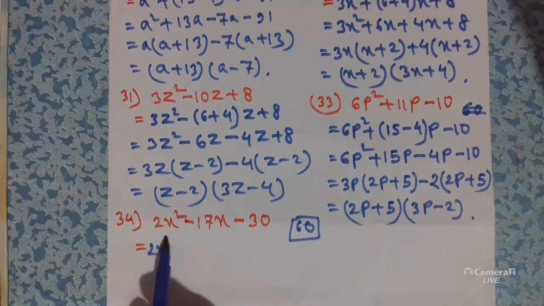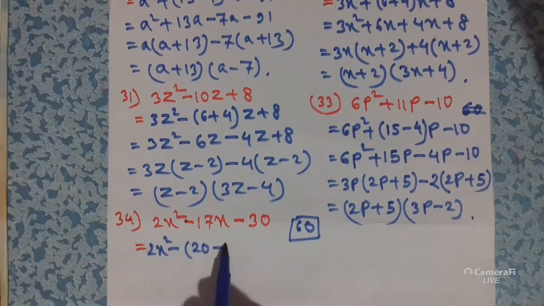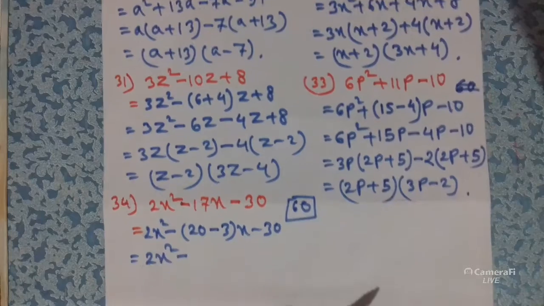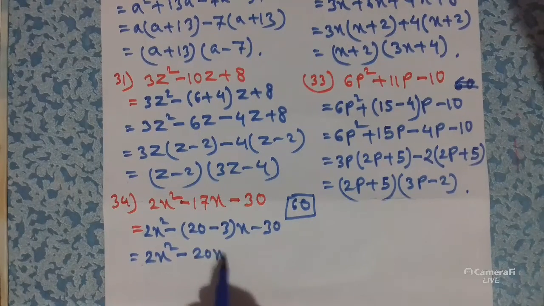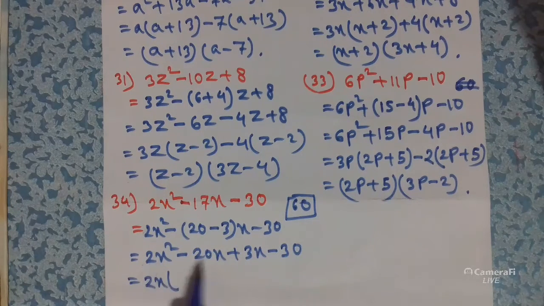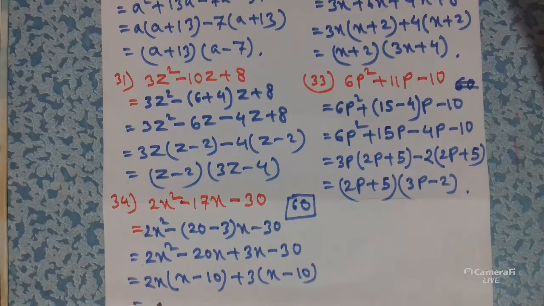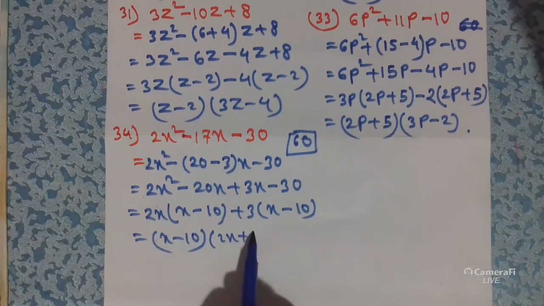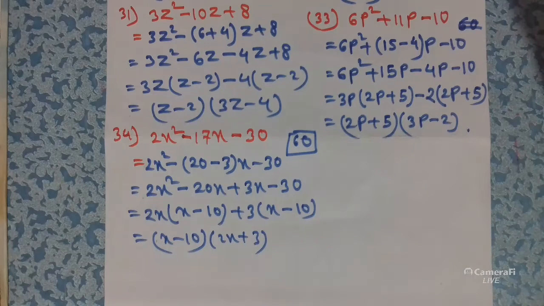So we can take (20 minus 3)x minus 30. Now remove this bracket. So 2x square minus 20x plus 3x minus 30. From the first two terms we can take 2x as common. So it will be x minus 10 and here 3 will be taken as common. So here x minus 10 will be left. Again we can take x minus 10 as common. So 2x plus 3 will be left. I hope all of you understood.